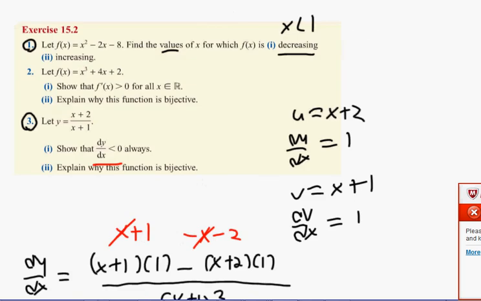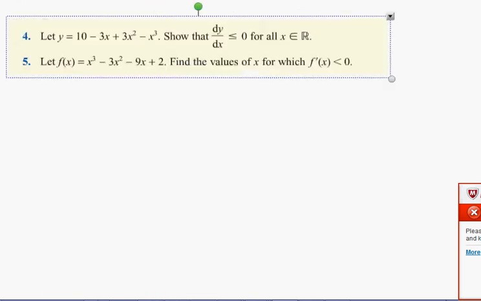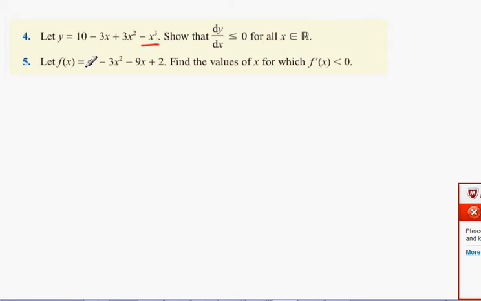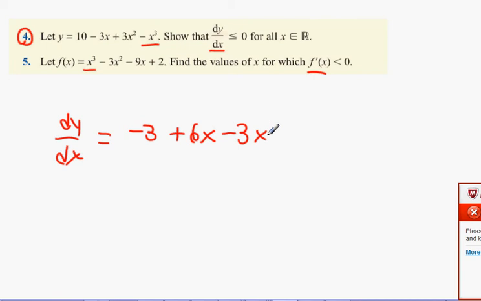Now, let's move on to number 4 and 5. Now, 4 and 5 are both x cubed, and they're both find the first derivative less than 0. They're identical questions, which means I only should do one of them. Okay? Differentiate, and what we get is minus 3 plus 6x minus 3x squared. And now I have to prove that this is smaller than 0 for all x values.